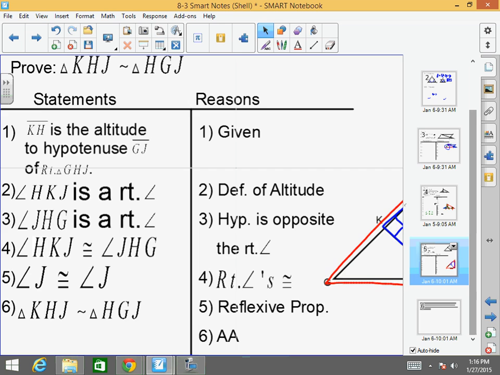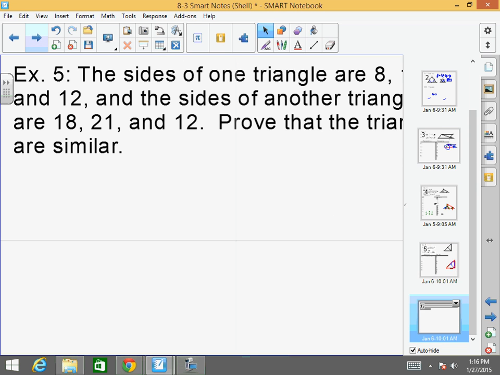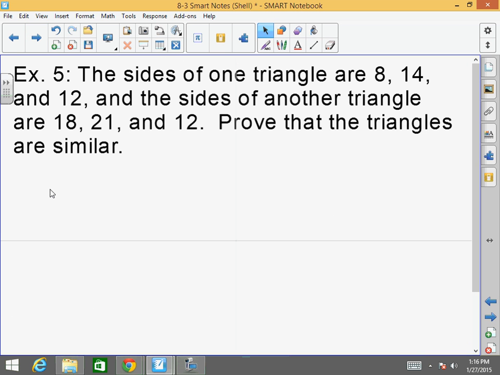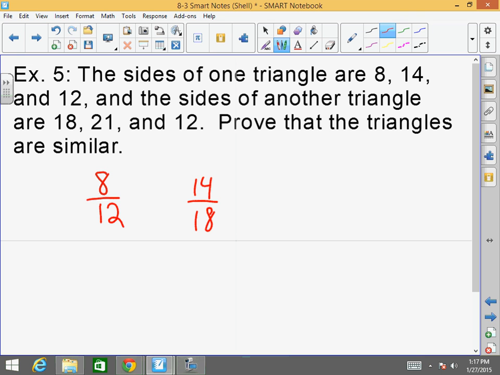God bless you. Okay, and last but not least, the sides of one triangle are 8, 14, 12, and the sides of another triangle are 18, 21, 12. Prove that the triangles are similar. Okay, let's see. Let's go smallest to smallest. Then let's go middle value to middle value. And then let's go largest to largest.